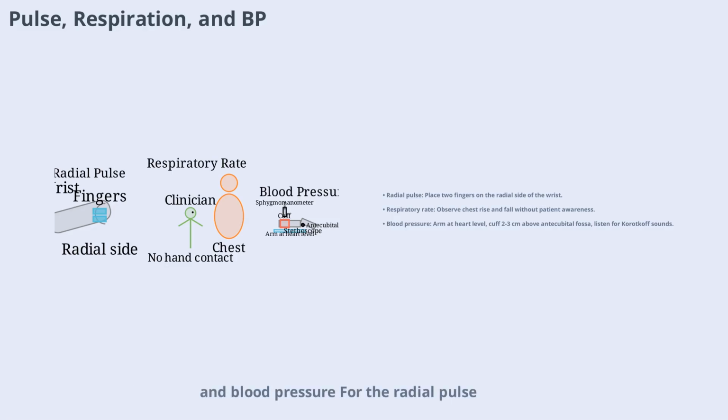For the radial pulse, use 2 or 3 fingers on the wrist, count beats for 15 seconds, and multiply by 4. The carotid pulse is stronger, but should be used cautiously, especially in new patients or during exercise. To measure respiratory rate, discreetly observe the chest or abdomen without alerting the patient, as awareness can alter breathing.